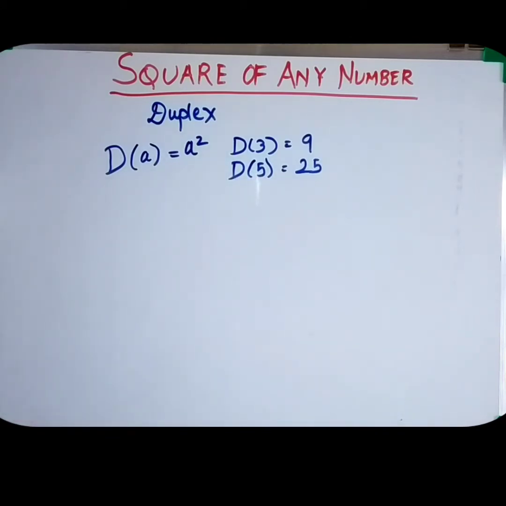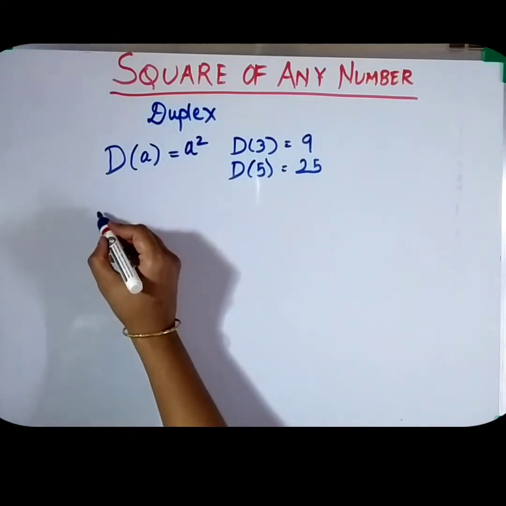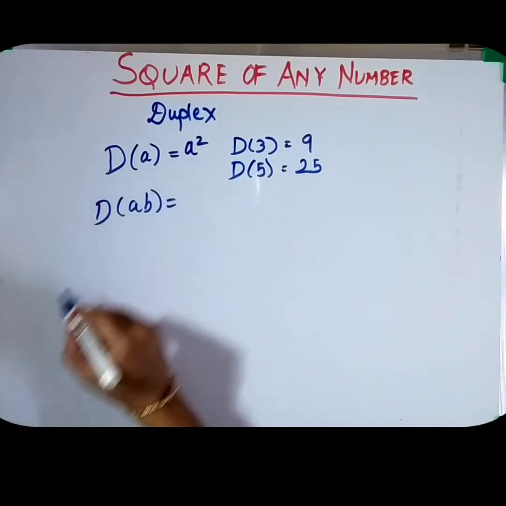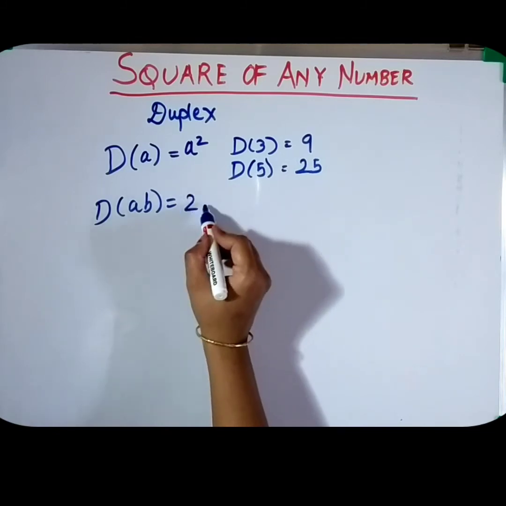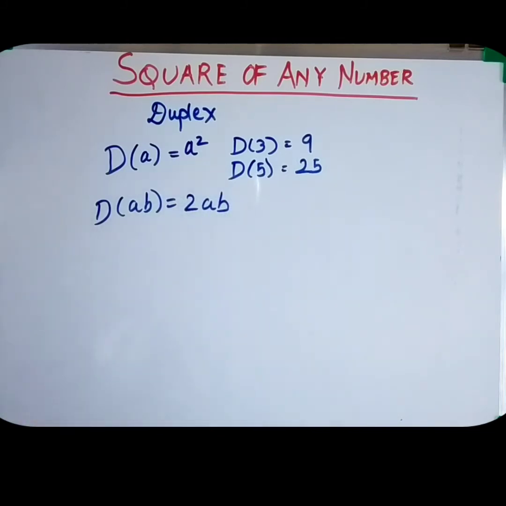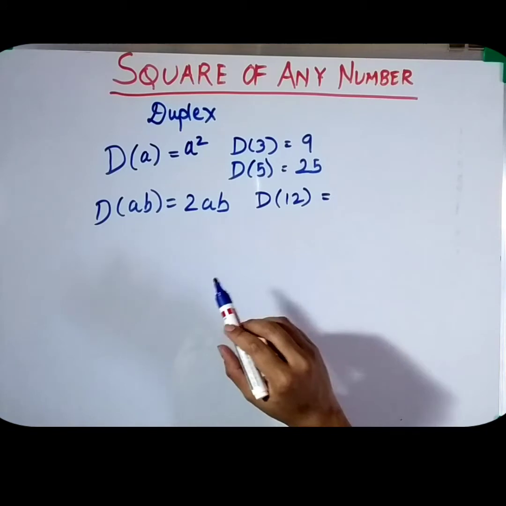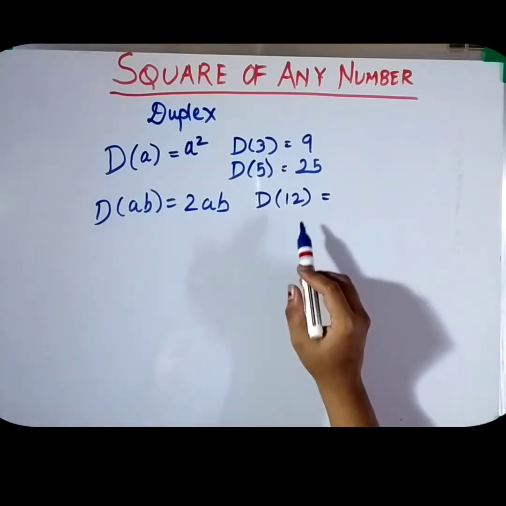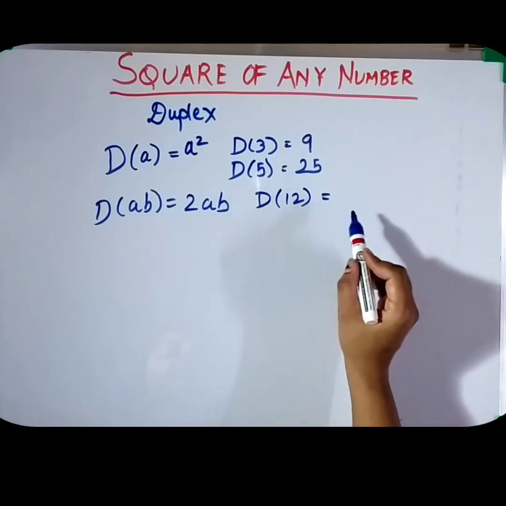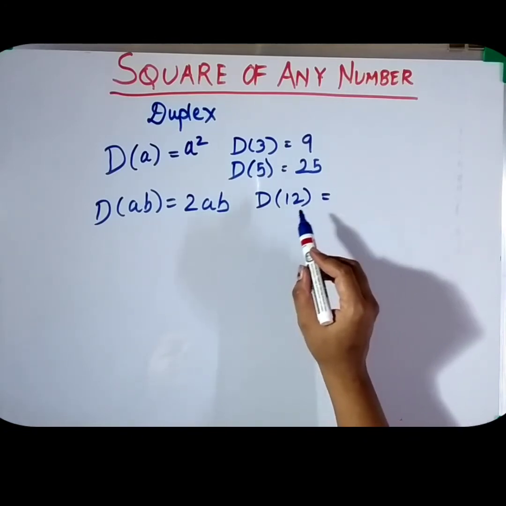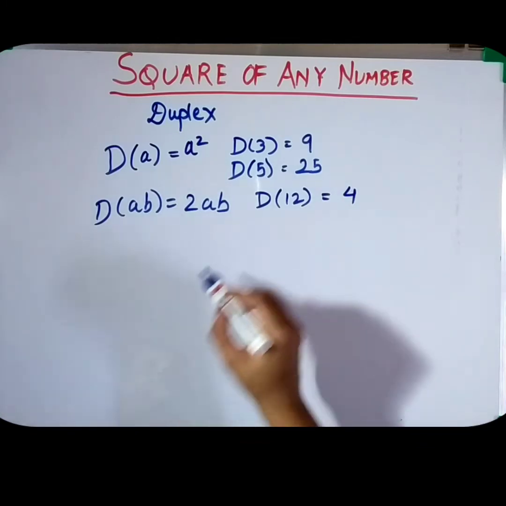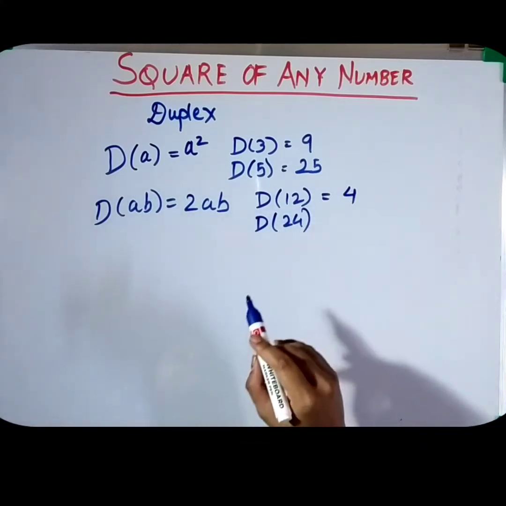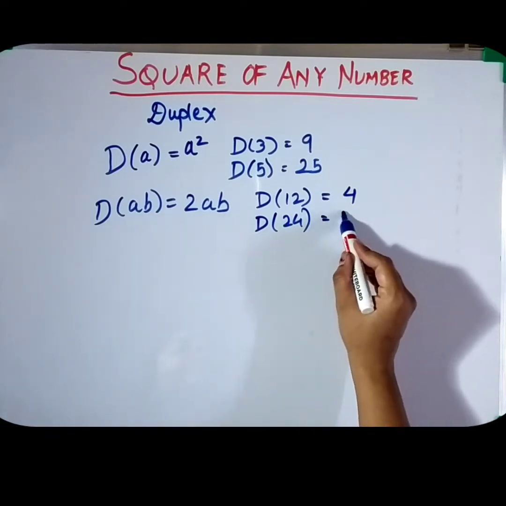Similarly, if I have to find the duplex of a 2-digit number, D of ab, for that what we do is 2ab. The formula is 2ab. If I have to find the duplex of 12, then 2 into a into b, that is 2 into 1 into 2. So 2 into 1 is 2, into 2 is 4. So the duplex of 12 is 4. The duplex of 24 is 2 into 2 is 4, 4 into 4 is 16.